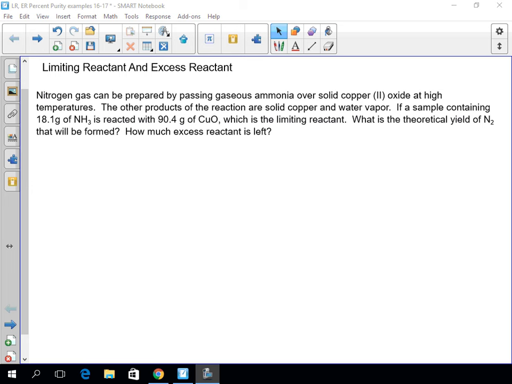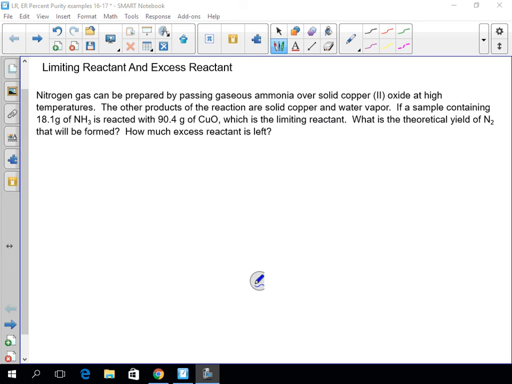And now I'm going to work 3 different problems for you, showing you each time how to do limiting reactant, excess reactant, percent yield, or percent purity. Our first problem here, we want to be able to find out the limiting reactant and the excess reactant, as well as solve for the theoretical yield, and then this is something new that we didn't do in first year chemistry. We actually want to find out how much excess reactant do we have, how much extra.